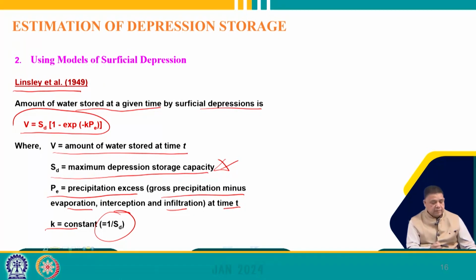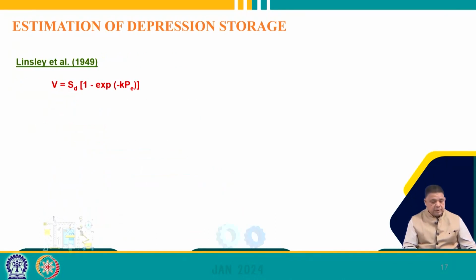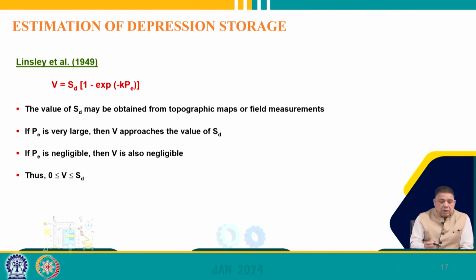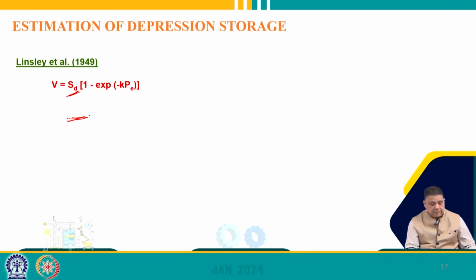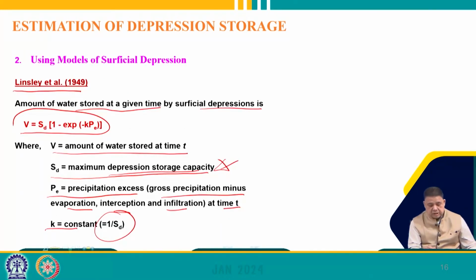So, if we know the variables, we can calculate the amount of water stored in that superficial depression, or we can estimate the depression storage. Now, the most important variable from the surface point of view is SD, and of course, this is the maximum capacity. It is defined as the maximum depression storage capacity.